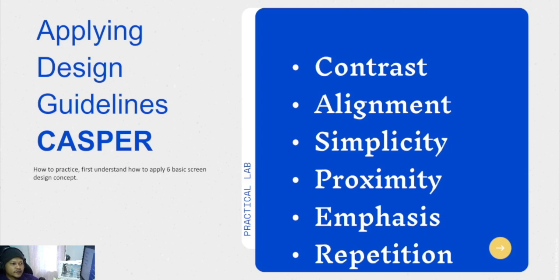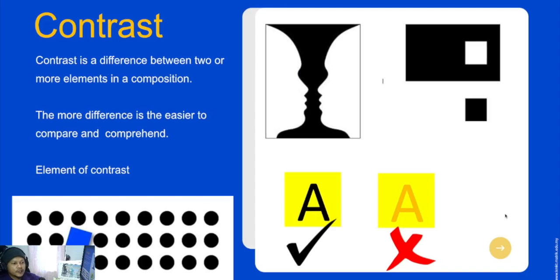How to practice: first, understand how to apply the 6 basic screen design concepts. You need to learn how to place the words, the elements, and the text, and what colors you should select, so that we maintain the focus of the audience.